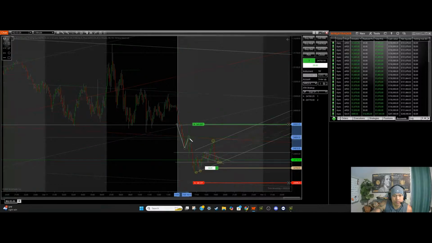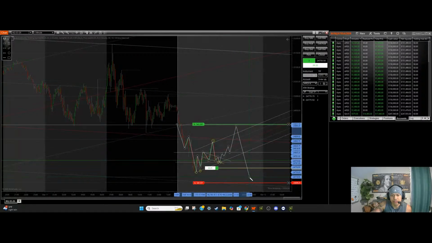We got this move going on. Now we have a structure building up. We want to see this thing go from here, start doing this. We get above 24,800. Then we'll retest 24,900. And then I don't care if it goes straight down from there. But that's the idea I have in mind.